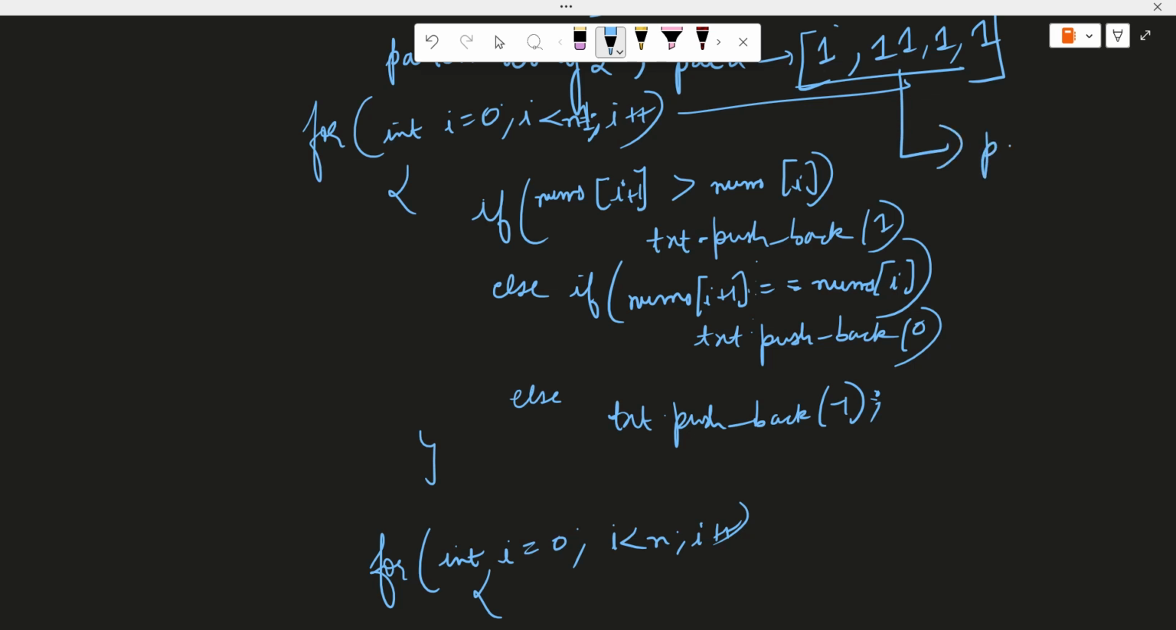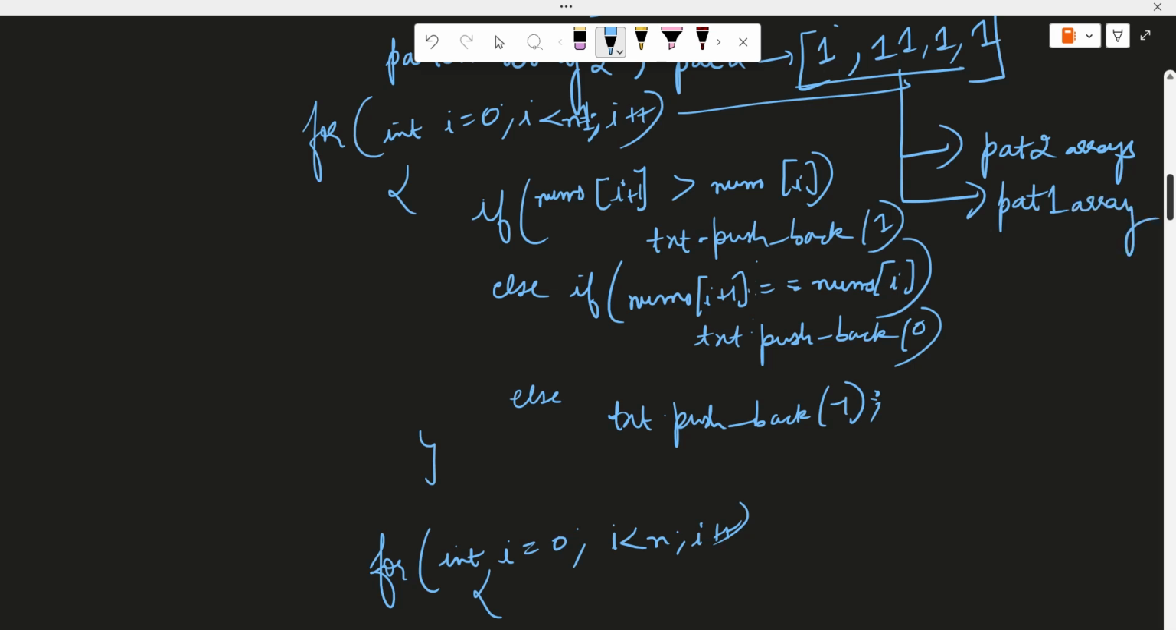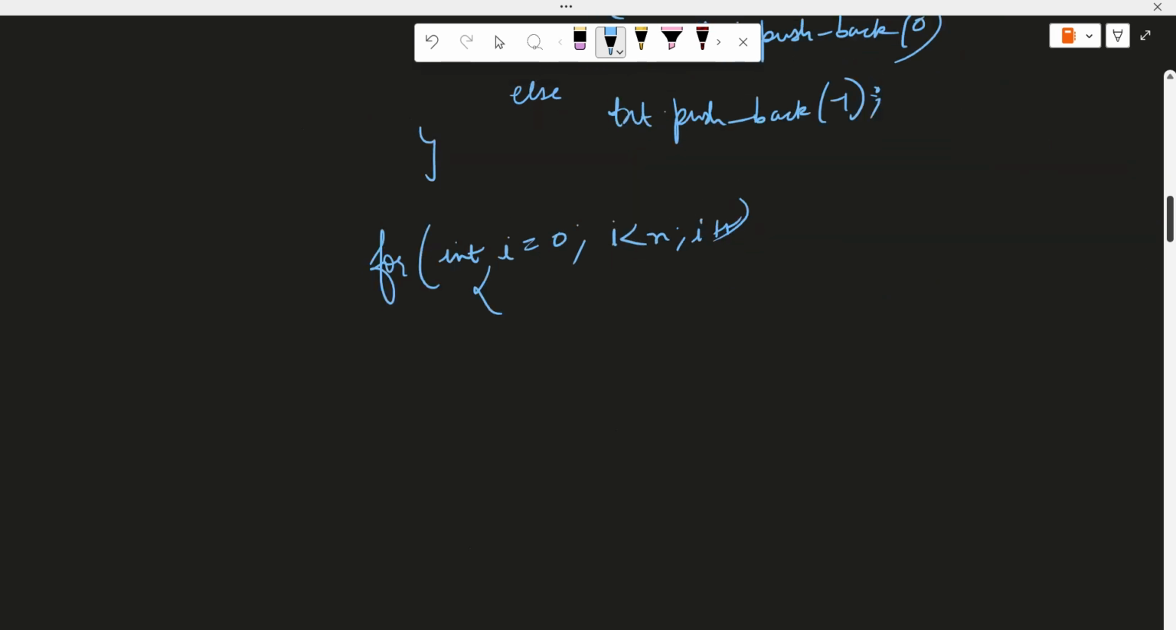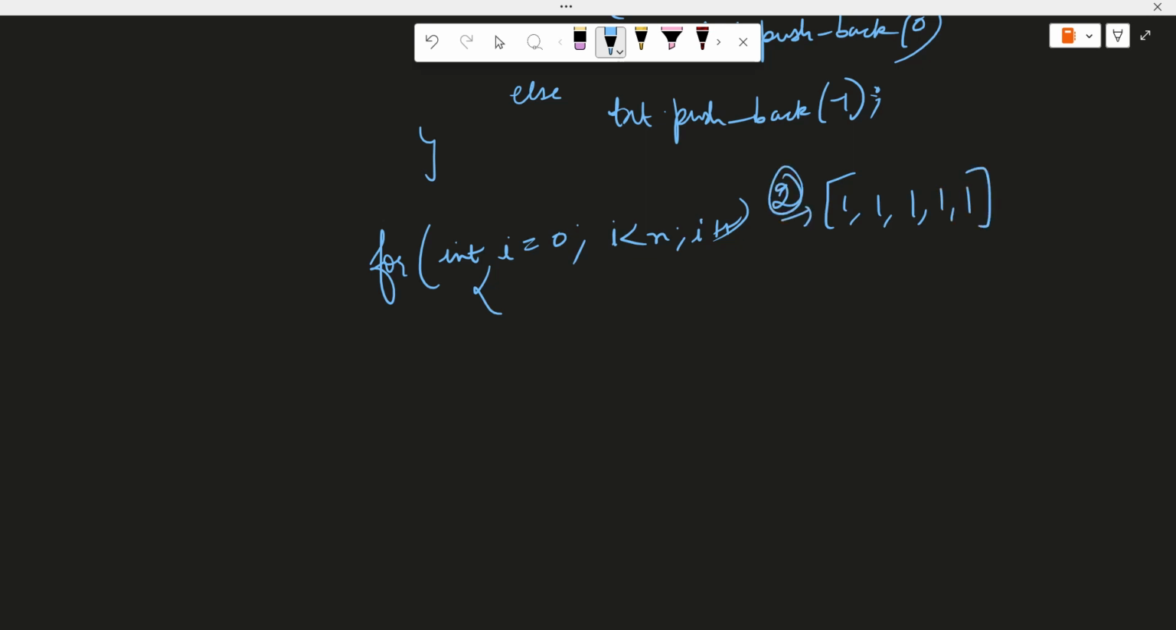We need to compare the pat2 array and the pattern1 array. Pattern1 was the one which was already given in the question. So we need to check both these arrays. This was the second one, and the first one was this. Now we need to use two pointers, first i and then j. i will be used for the second pattern array and j will be used for this. You can take either of them, it depends upon your choice.